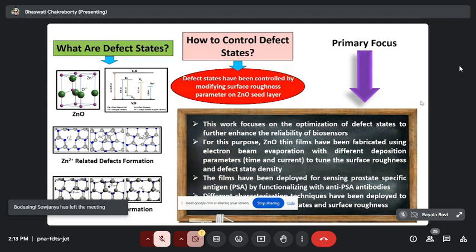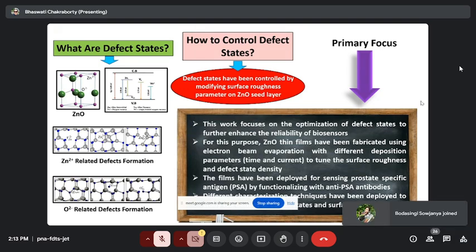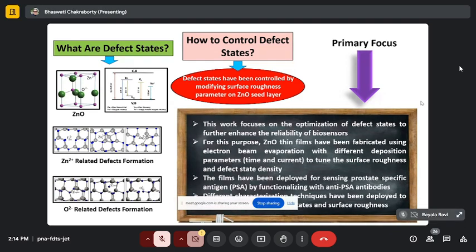In order to tackle these defect states, we first have to analyze the surface roughness parameter and its variation in our zinc oxide thin film growth. That study has been done here. What we saw is that with increasing surface roughness, the transconductance degrades. However, with increasing surface roughness, the active area available for antibody-antigen binding does not increase, rather it reduces.